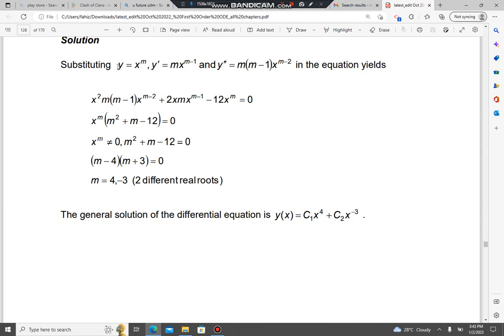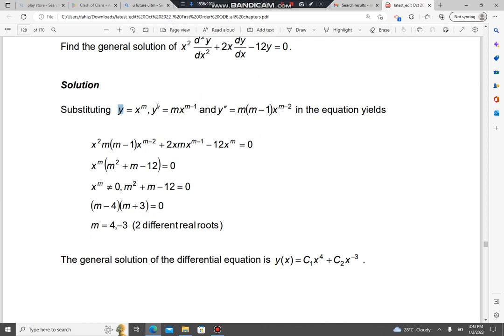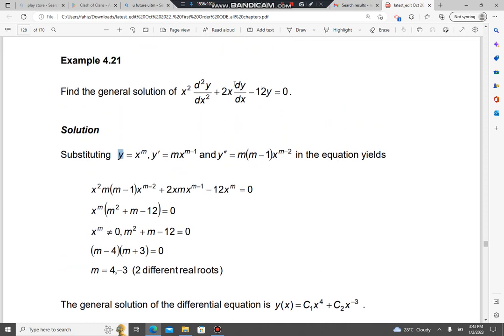Okay, first we need to have this: y equals x^m, y prime, and then y double prime. Later I will show how to get them. And then, after that, you substitute into this equation. So you will put it in here, all of these, this one and this one, into d squared y, dy/dx and y.